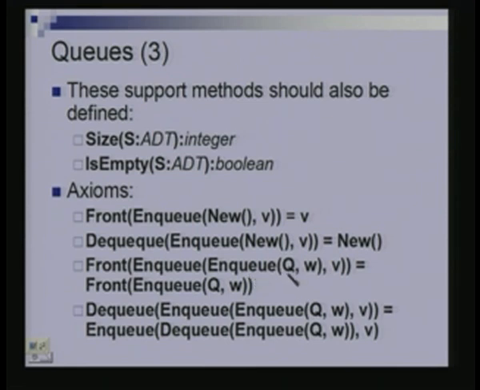Similarly, here if I had a queue, capital Q, and I enqueued an element w, which means I added this element to the queue, then I added another element v to the queue. So, which is coming before and which is coming later? w is ahead of v in the queue. Now, if I call front, then what should I get? w.